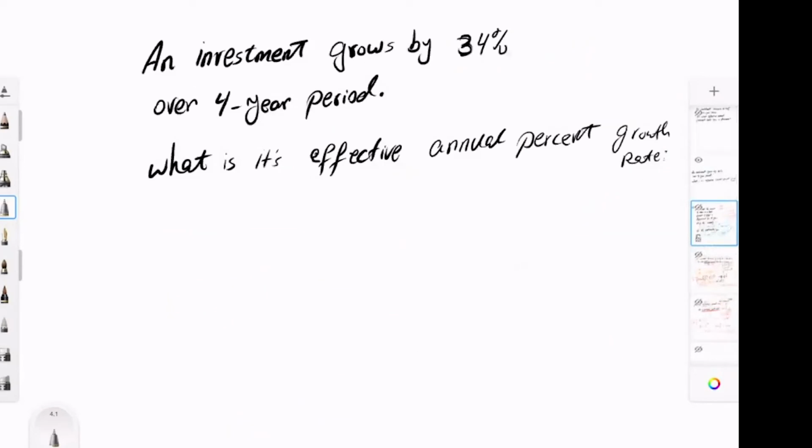An investment grows by 34% over a 4-year period. What is the effective annual percent growth rate? So again, we are looking for R. And this R is hidden inside of B. First step, we need to know which formula to use.